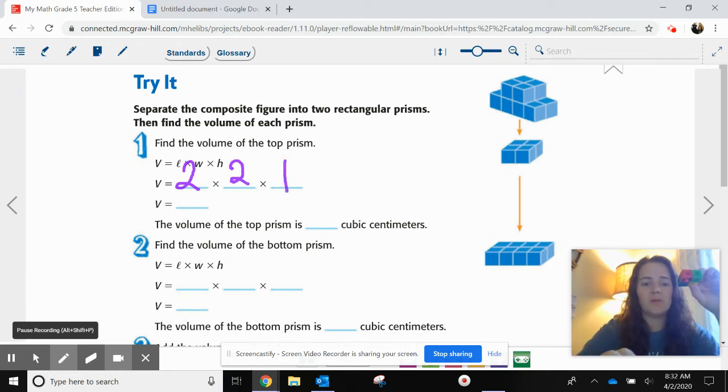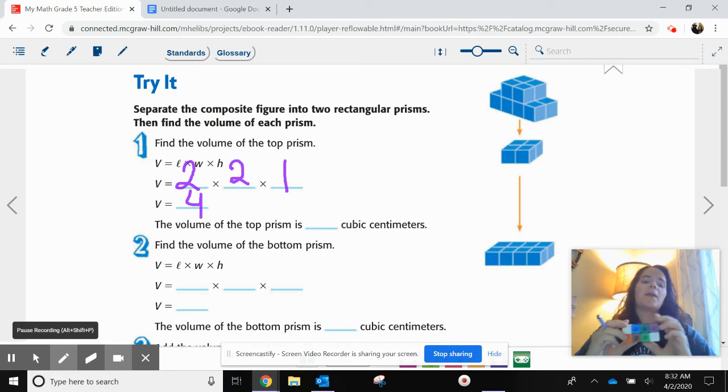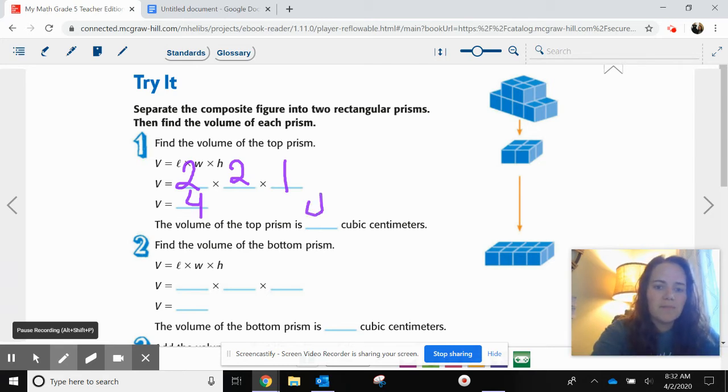And 2 times 2 times 1 equals 4. Remember, the volume's 4 because 4 unit cubes make up this figure, okay? Then let's look at our bottom layer. Oh, let me fill this in first. Hold on. So the volume of the top prism is 4 cubic centimeters. There we go. Now we're ready to go to this one.